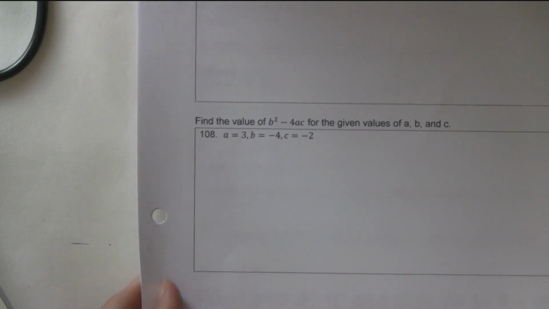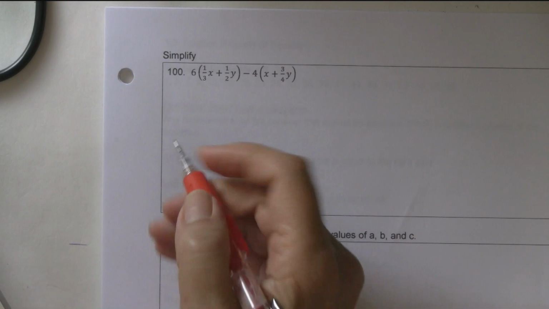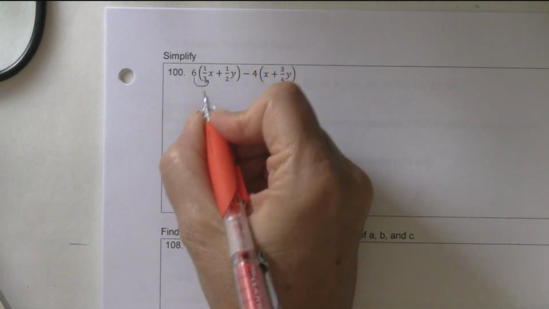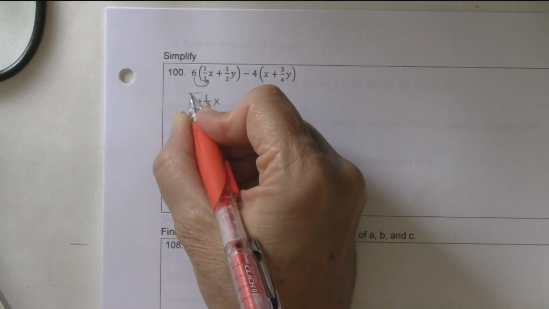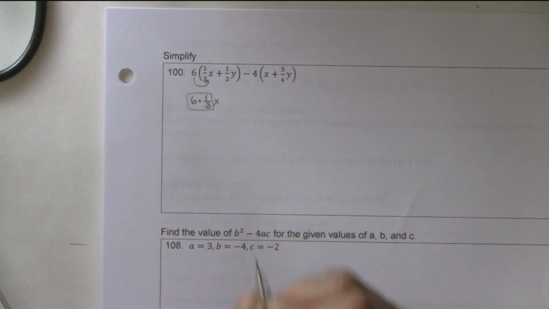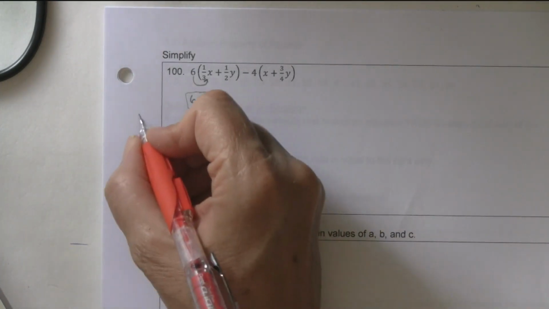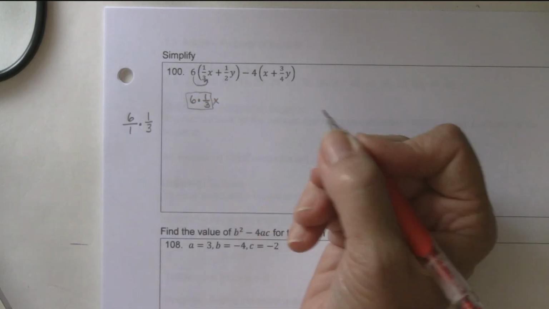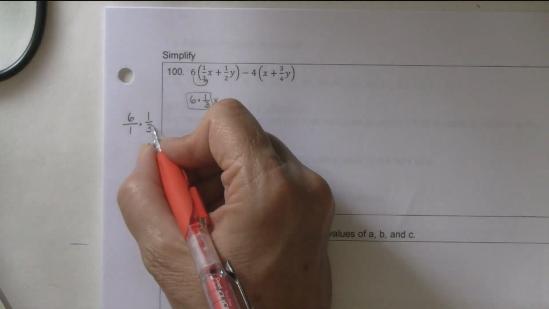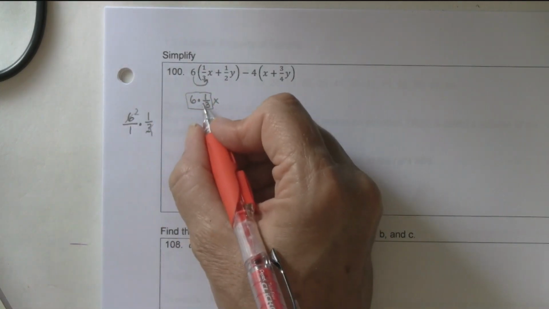So here they're asking me to simplify. And so the first thing is to distribute here. So this is 6 times 1/3 x. And imagine, so this is going to be in my thoughts, 6/1 times 1/3. You would write it as a fraction. And 3 goes into 6 twice. So that's going to be 2/1. So this is just 2.